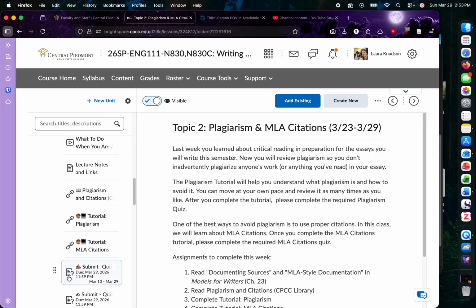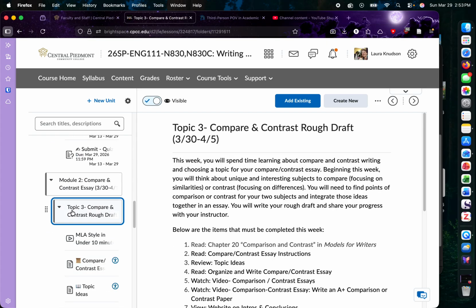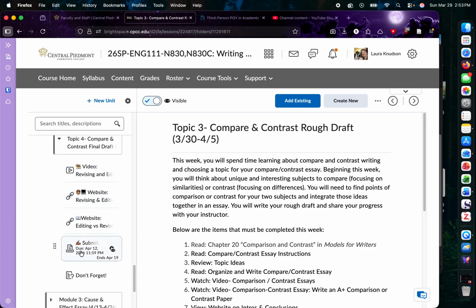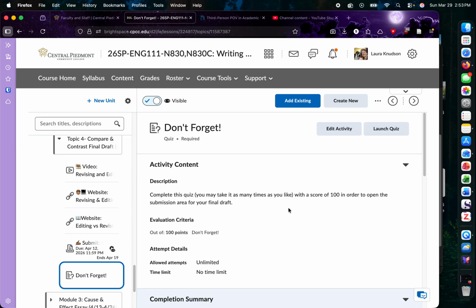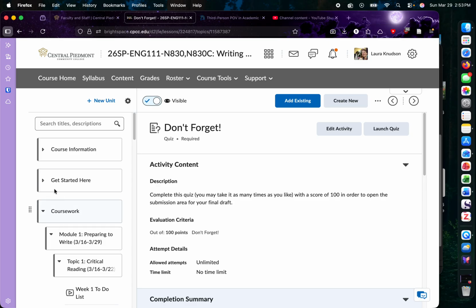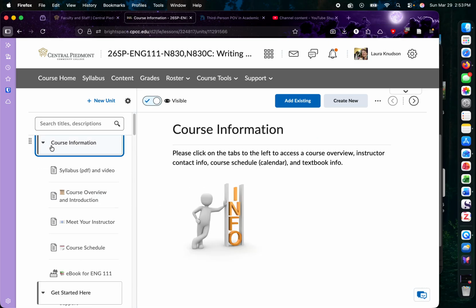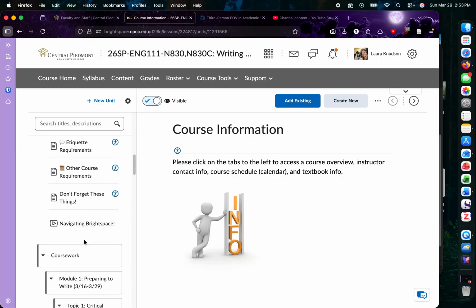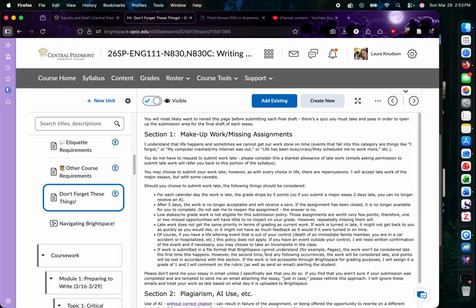let's see, where is it? They are taken directly from, it's going to be up here. Under course information, no, where is it? Here we go. Don't forget these things. That quiz comes directly from here. And I'm going to put a link to this in the introduction to the quiz so that it's not so hard to find.